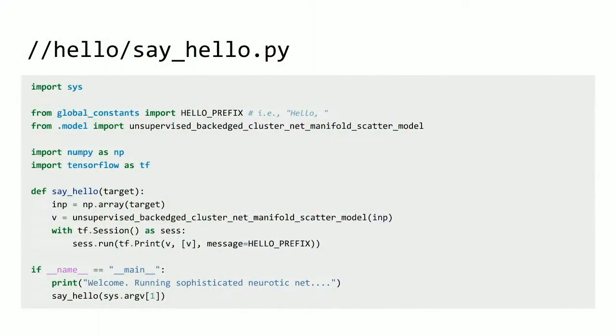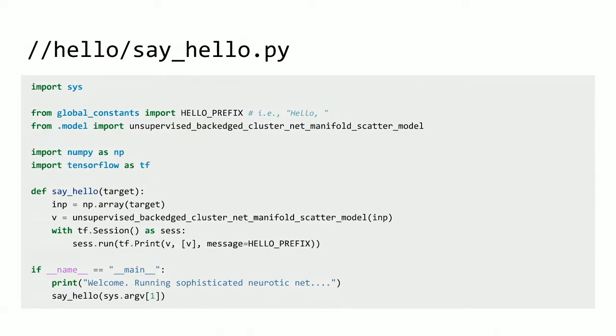So here we go. Say hello. So once again, we're not really so interested in what's actually being executed here. Basically, it takes your name in as a first argument, and then it runs my sophisticated neural model. And then you can even print things in TensorFlow. So I took care of that with TensorFlow.